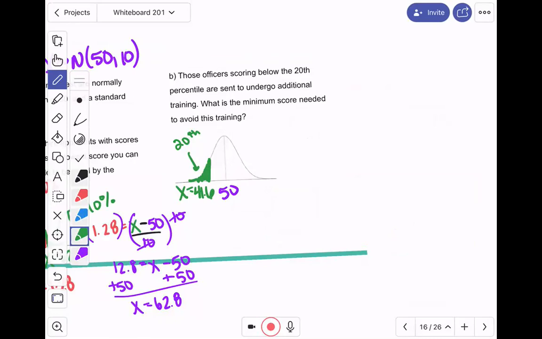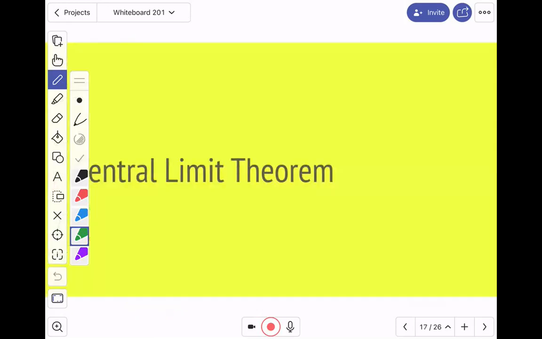So are there any questions about normal distributions up to this point? Because all we've done so far is calculate normal probabilities. In our next section, which is the central limit theorem, we're going to further apply this concept.